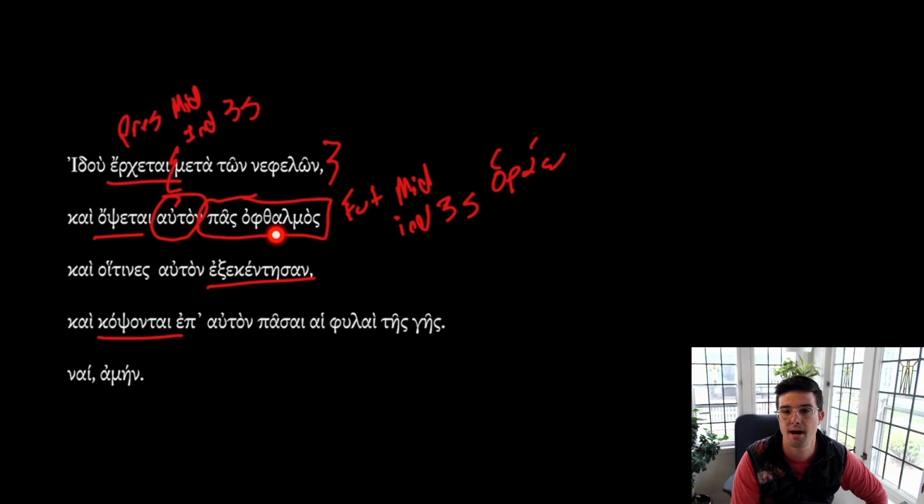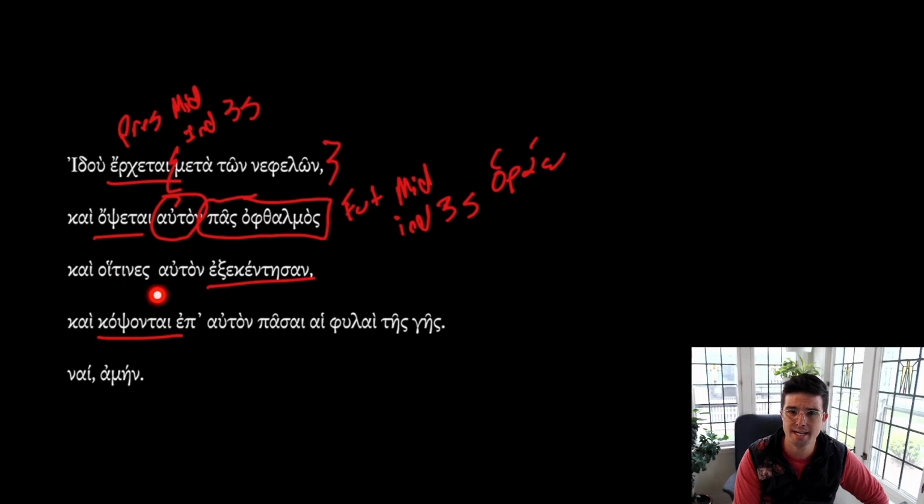Pas ophthalmos. So an optometrist is one who works on eyes, an eye doctor, coming from the Greek word ophthalmos. So this is eye in the nominative masculine singular with pas going with it in the nominative masculine singular, meaning every. So every eye will see him.